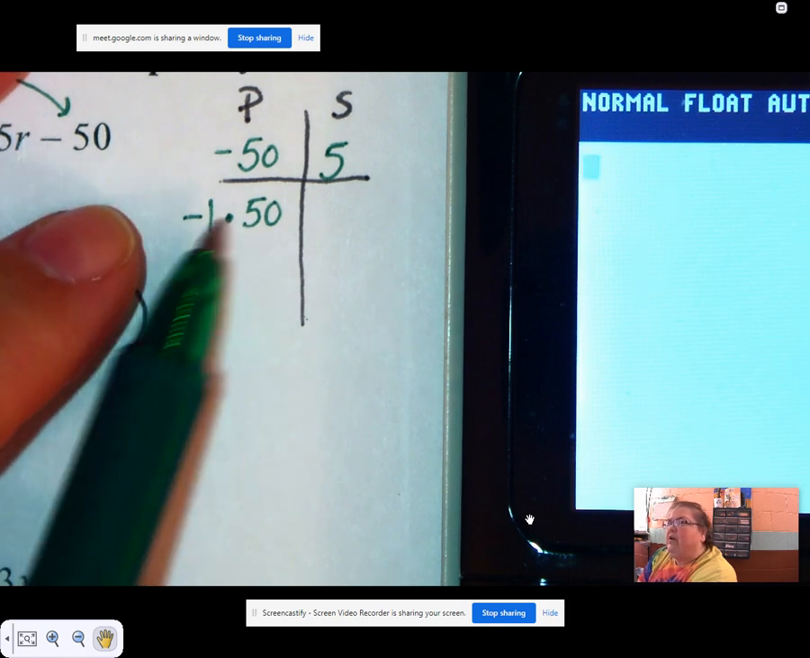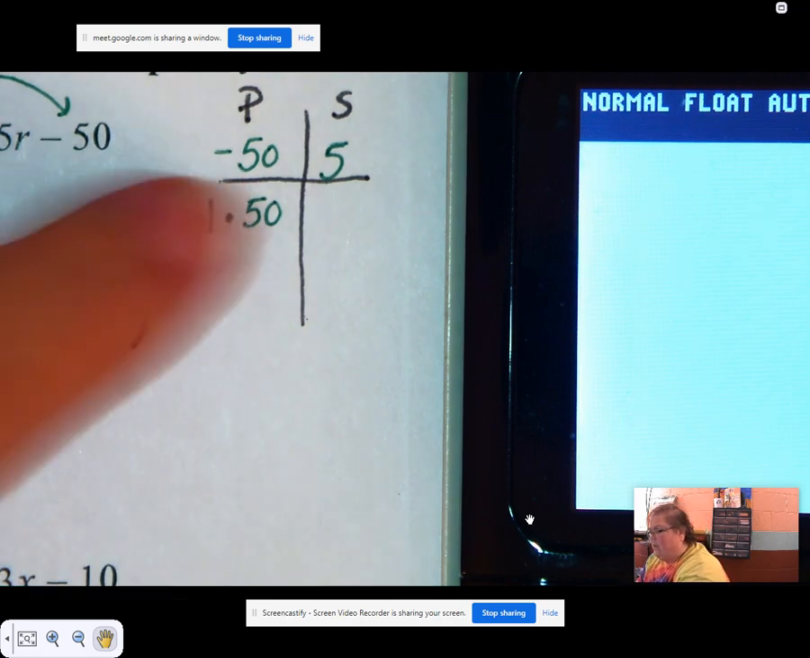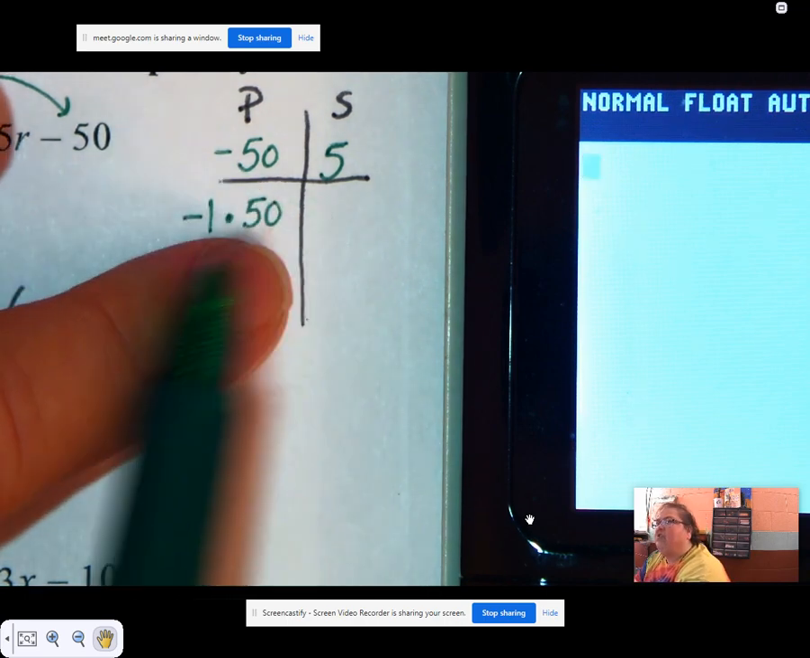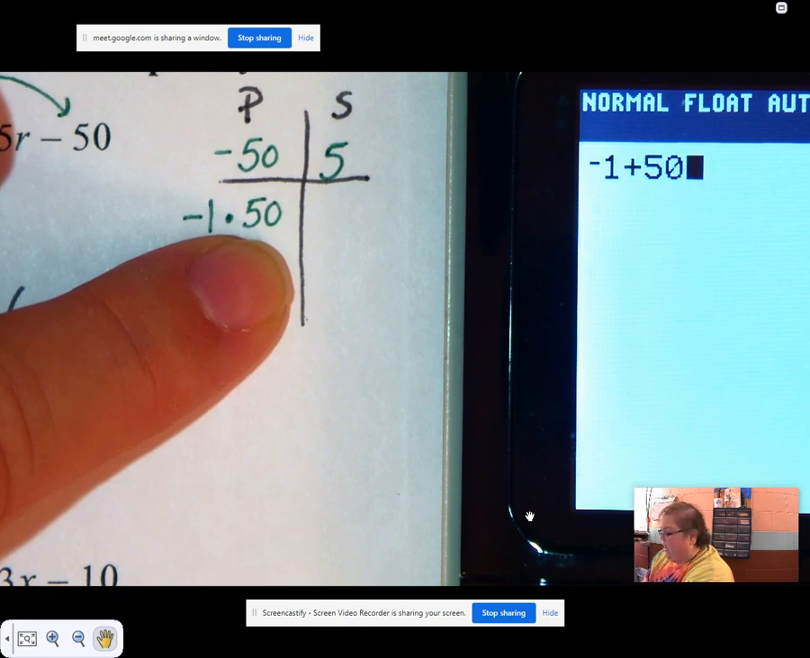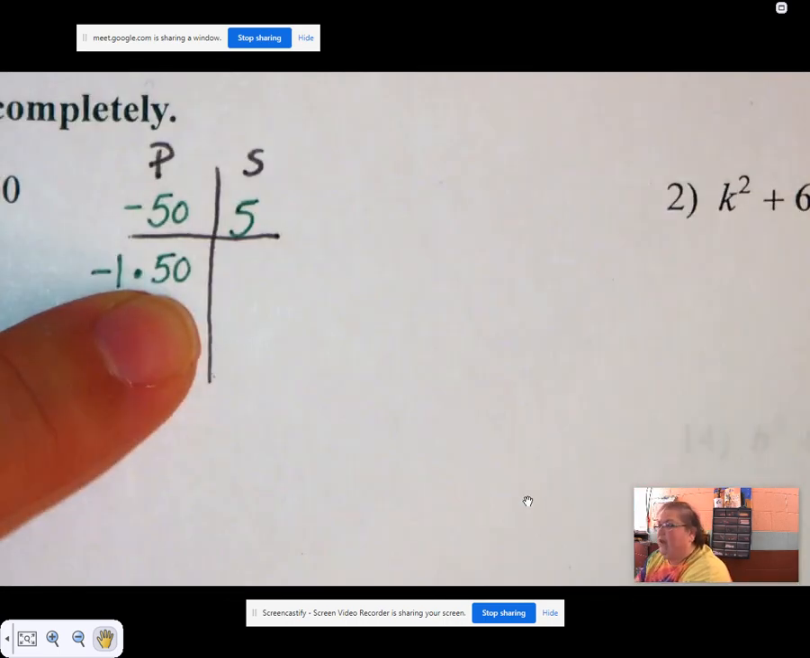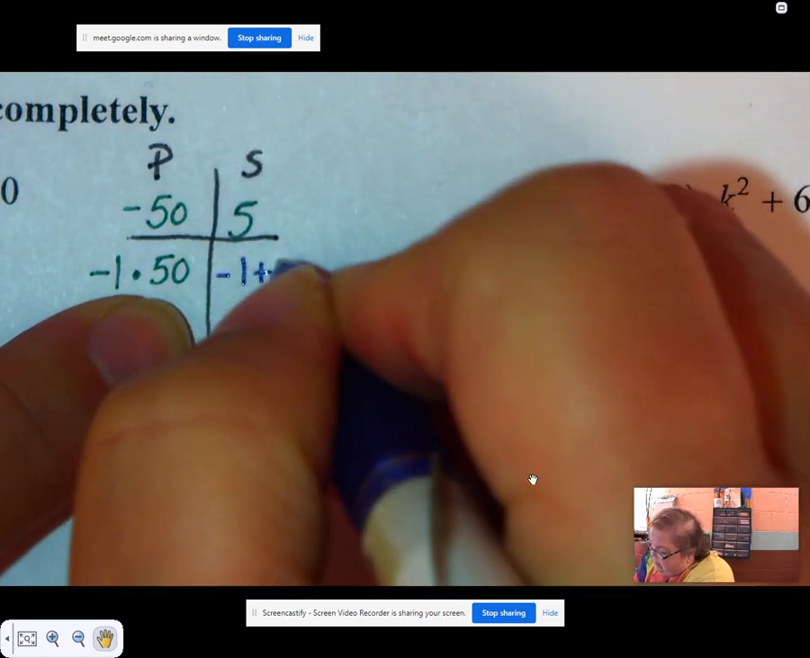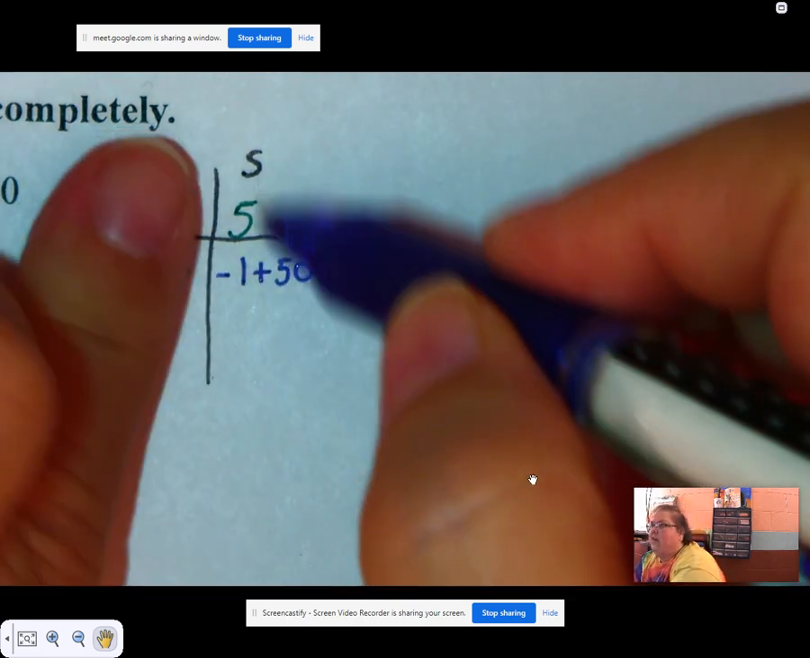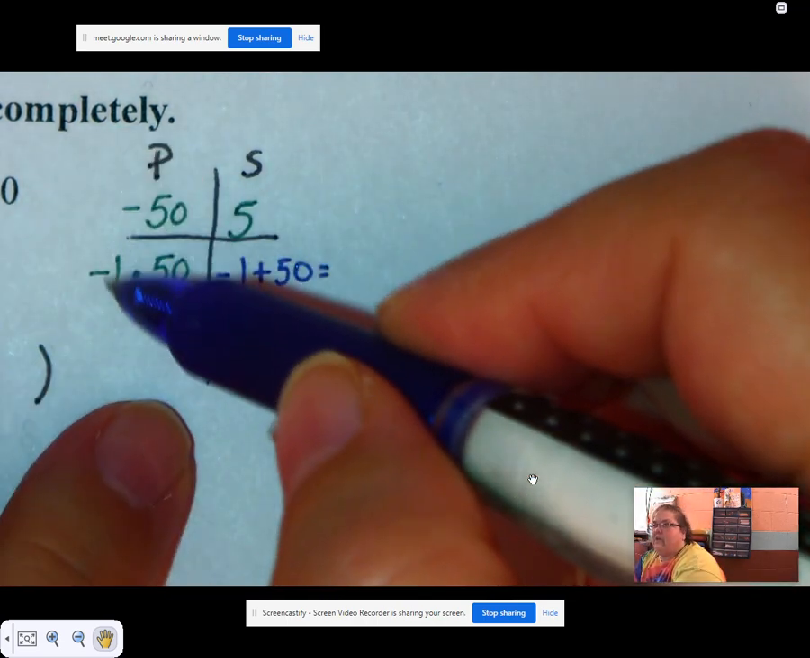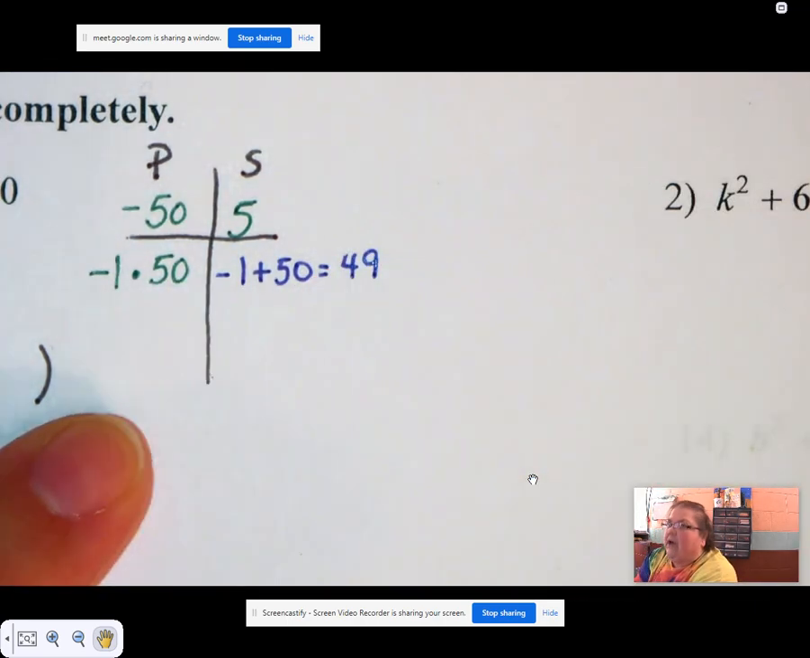Now, negative 1 times 50 is a negative 50. So we make sure we multiply to get this answer. Now I'm going to come to the sum column, and I'm going to take my factors and add them. Negative 1 plus 50. Okay? And we get that answer. Negative 1 plus 50, because I'm getting the sum here. So I'm adding. So in this column, I'm adding the factors I got in this column. So negative 1 plus 50 is 49.